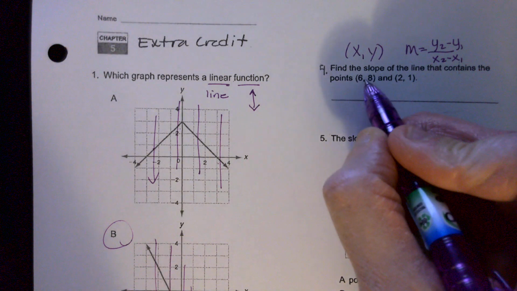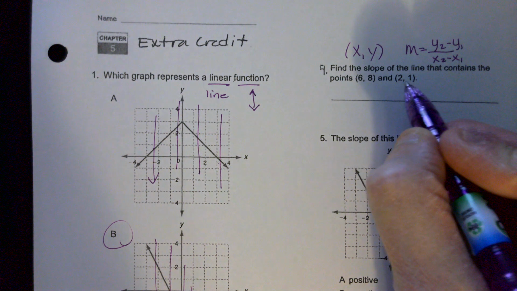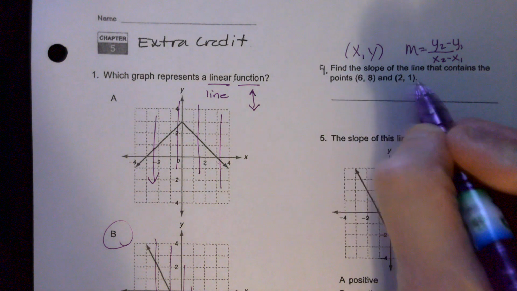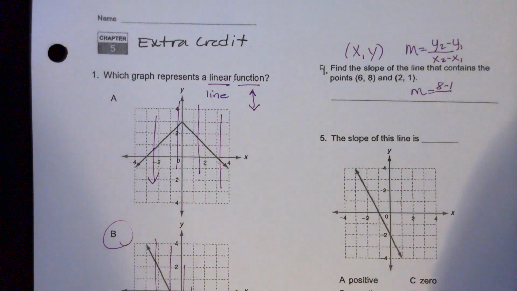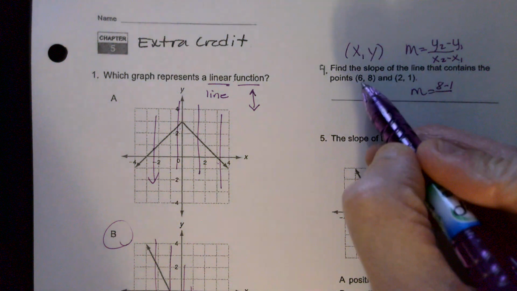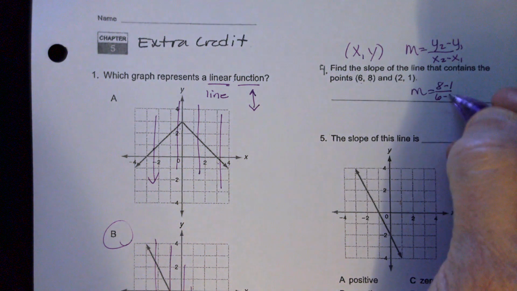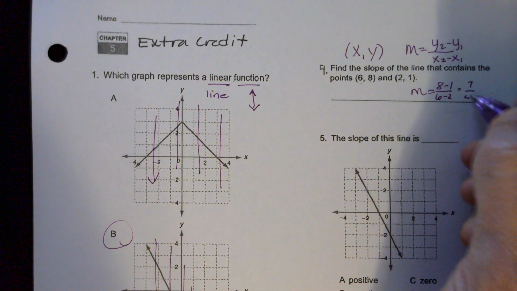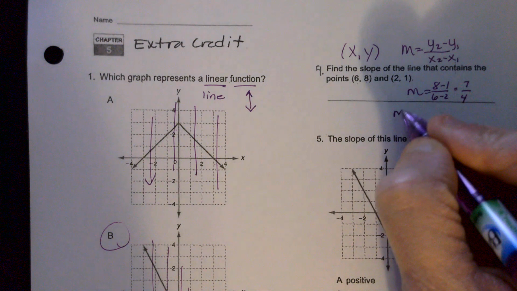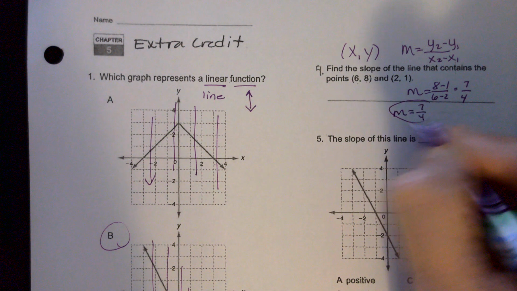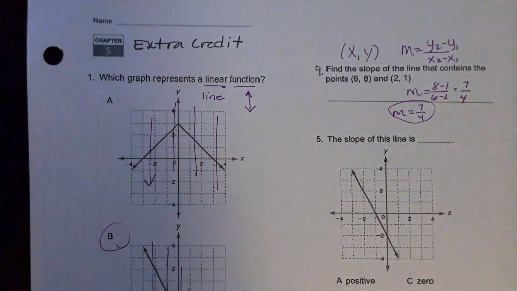So I'm going to go from this point to this point. So do the y's first. 8 minus 1 over, I'm going to do the x's. 6 minus 2. And I got 7/4. So you just leave it like that. That's your answer. You don't have to do any dividing or anything. Just leave it as a fraction.